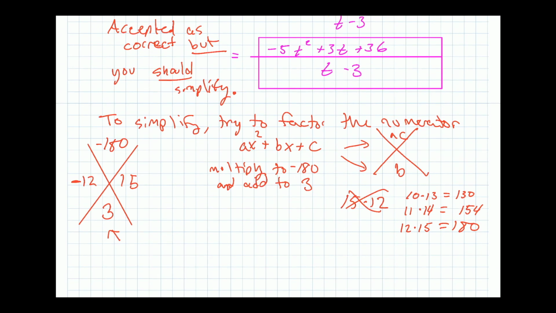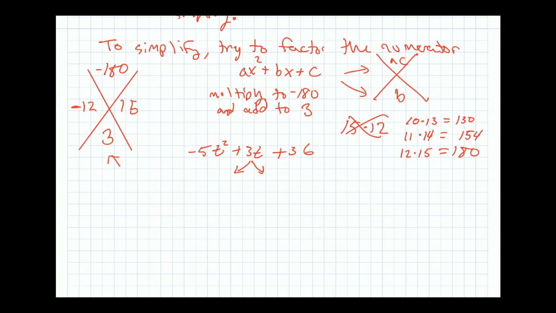So you have those. So then that tells you that when you've got negative 5t squared plus 3t plus 36, you can split the middle term into a positive 15x, or in this case, a positive 15t, because we got t's, and a minus 12t plus 36, right? So you see, we had 3t, and we just split it up this way. Still adds up to 3t, so it's correct. But that's what we did. We split the middle term.